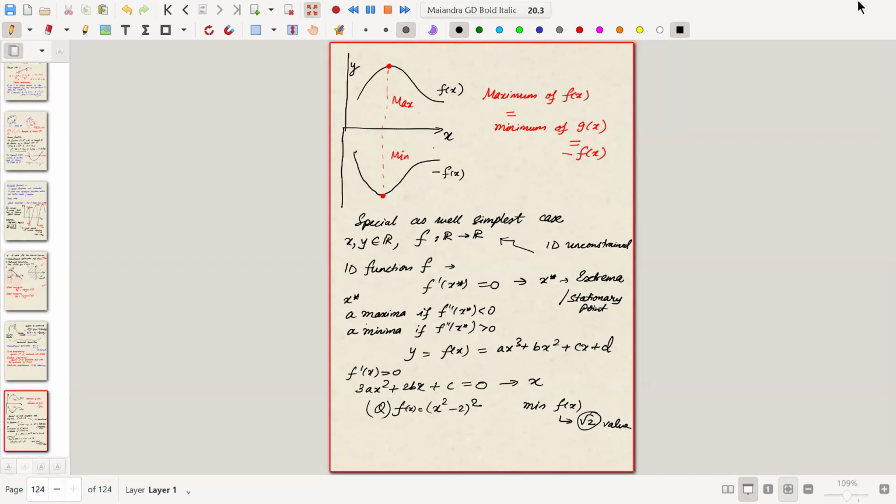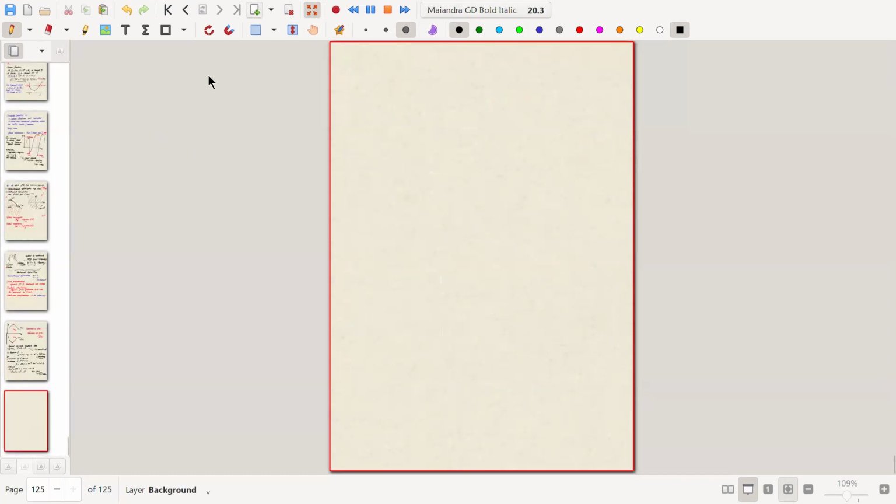So I think much of the basics are done. Now I can start with a method. We'll start with the Newton-Raphson method. There are a lot of methods to optimize a function.